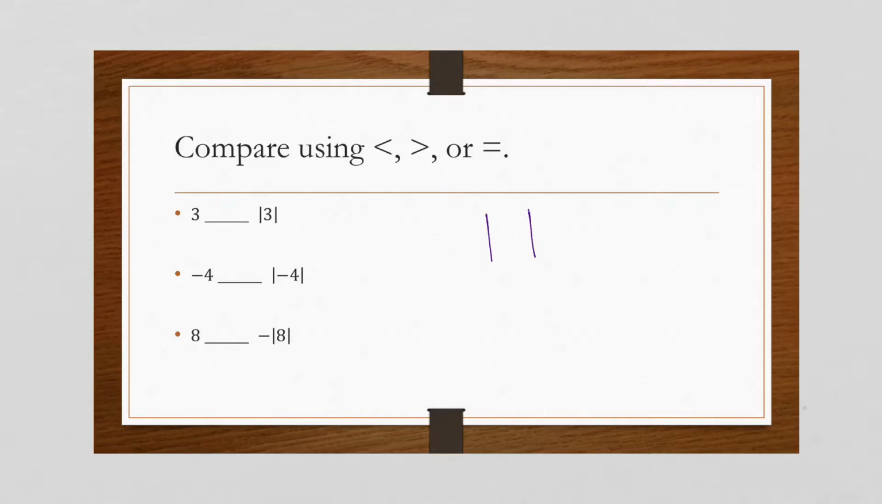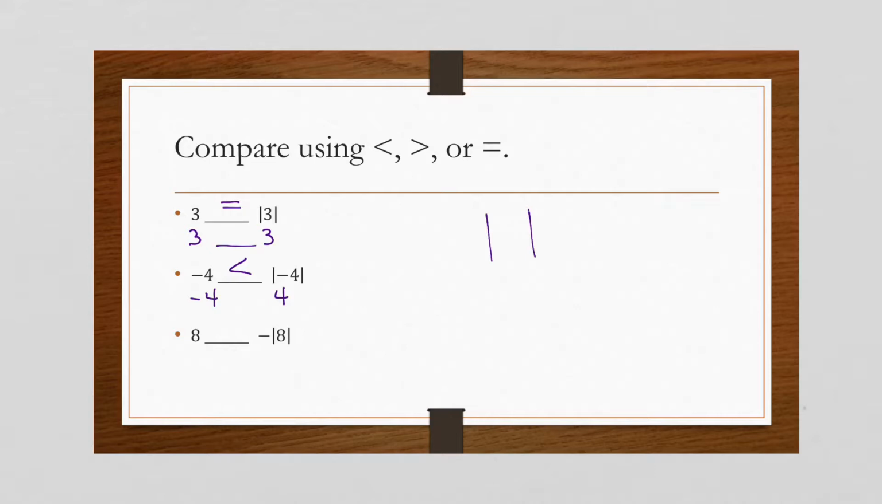So let's look at this one. I'm comparing 3 to the absolute value of 3. Well, the absolute value of 3 is just 3. So I'm comparing 3 and 3. Well, those are equal to each other. So I would say those are equal. The next one, I'm comparing negative 4 to the absolute value of negative 4. So I'm comparing negative 4 to, how far is negative 4 from 0? It's 4. So now which one is greater? Positive numbers are always greater than negative numbers.